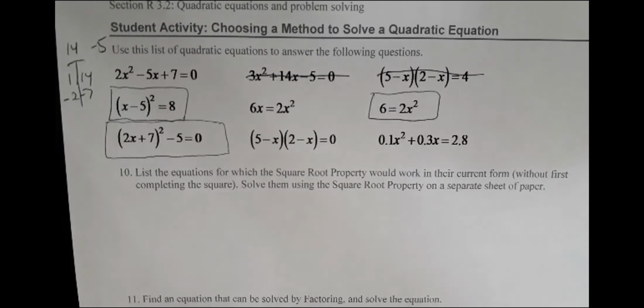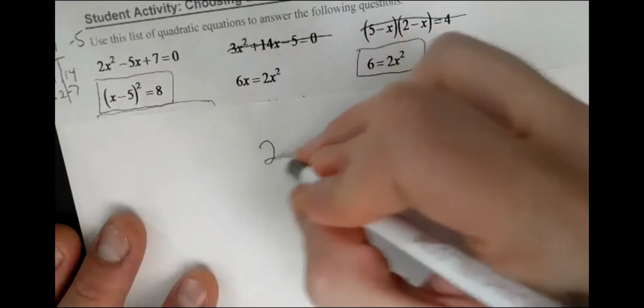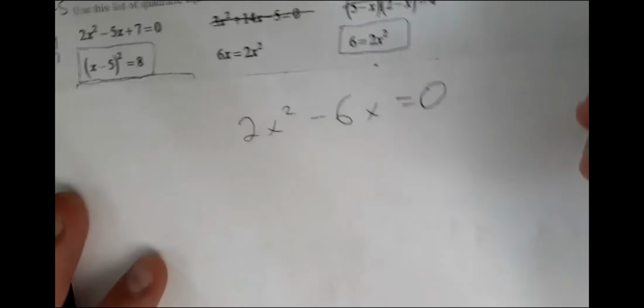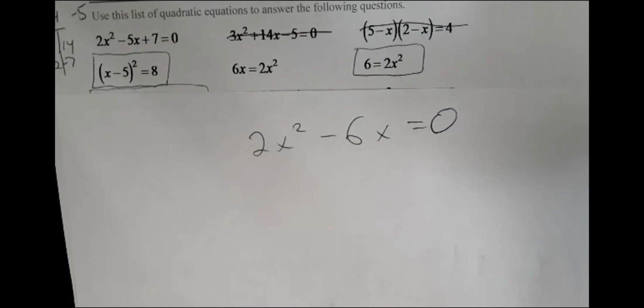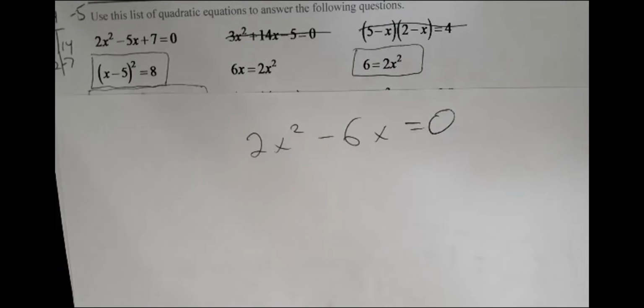This next one, 6x equals 2x squared, it probably looks a little complicated, but it's a little bit easier than it looks if you just set it up right. So 2x squared, and I'm going to subtract the 6x over, and if I do that, I'm going to set one side equal to 0. So I'm subtracting 6x from both sides.